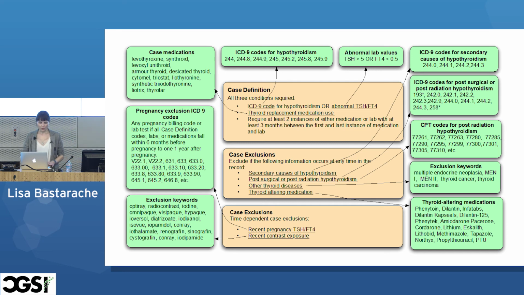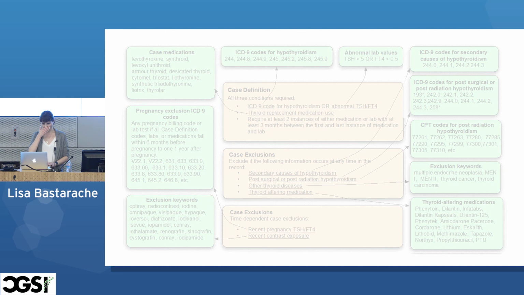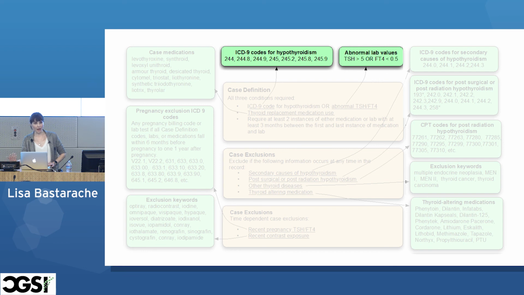So this algorithm, which I apologize if you can't read, I'll go over some of the highlights, is an attempt to make into a computable format what the definition of people with hypothyroidism in the medical record will look like. And it contains a number of different elements. First, for cases, they required that the patients had at least one ICD-9 billing code for hypothyroidism. They also required an abnormal high TSH or low FT4, which is indicative of hypothyroidism. They also required that the patient is on Synthroid, levothyroxine, or some other medication to regulate their thyroid.